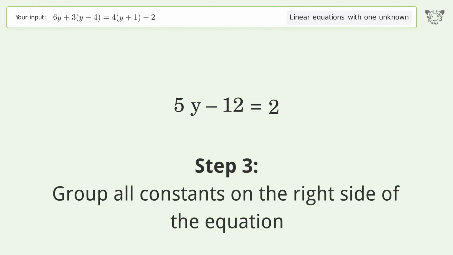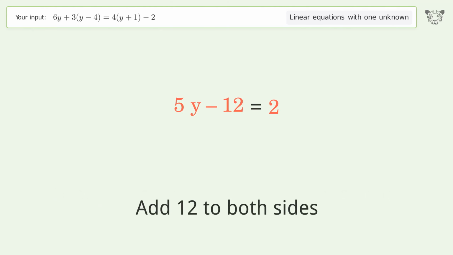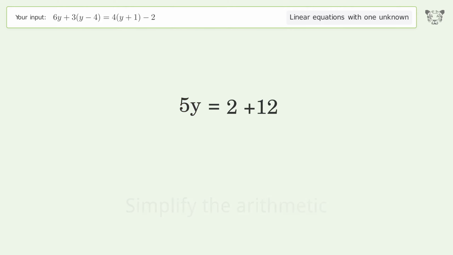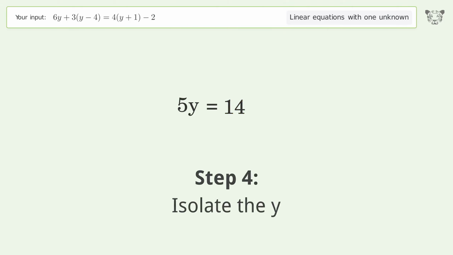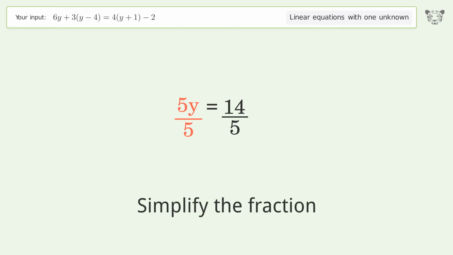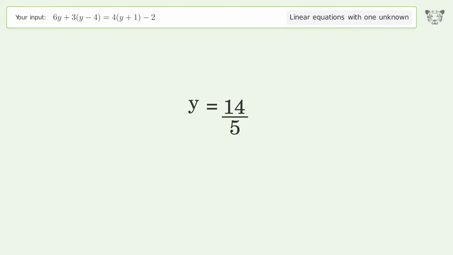Group all constants on the right side of the equation. Add 12 to both sides. Simplify the arithmetic. Isolate the y. Divide both sides by 5. Simplify the fraction. And so the final result is y=14/5.